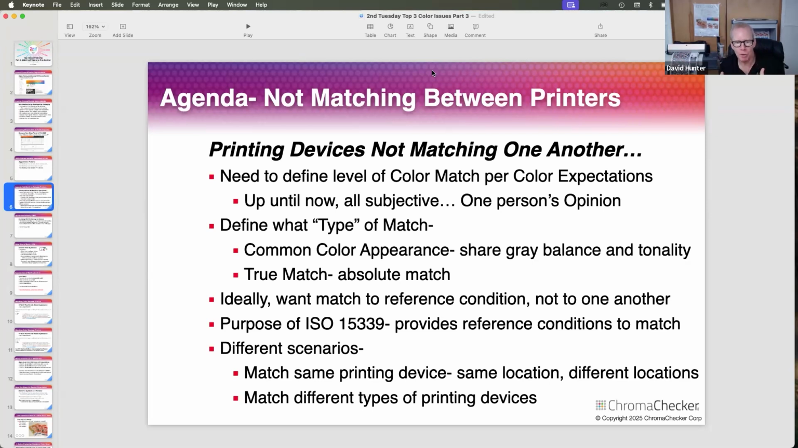So we're going to go through this. And how to match: do you match your Epson to your press? Do you match your press to your Epson? No. Ideally, you match both to a reference condition. We'll talk through why that's so important, and we'll talk about what's available for reference conditions.